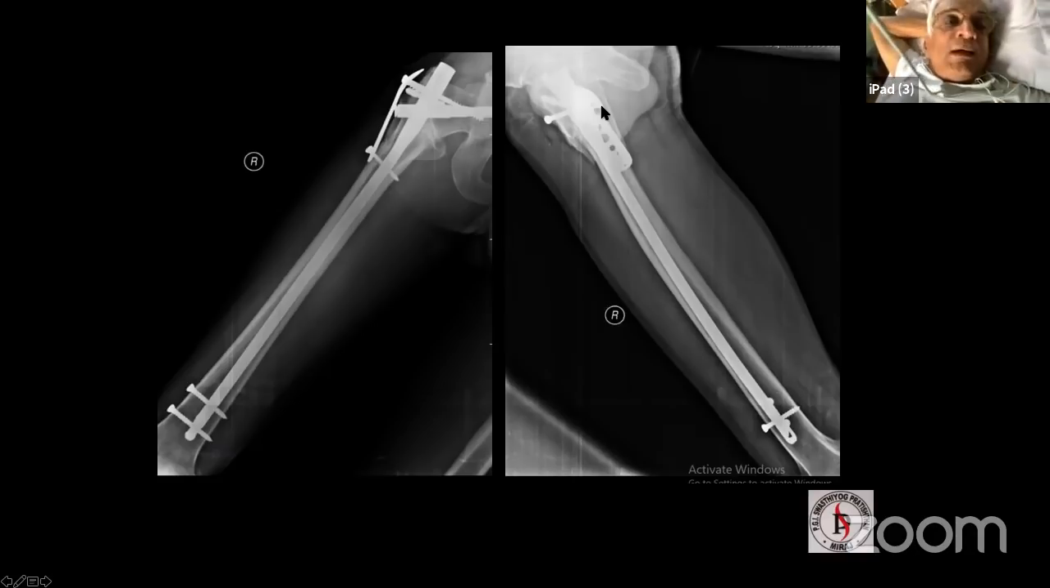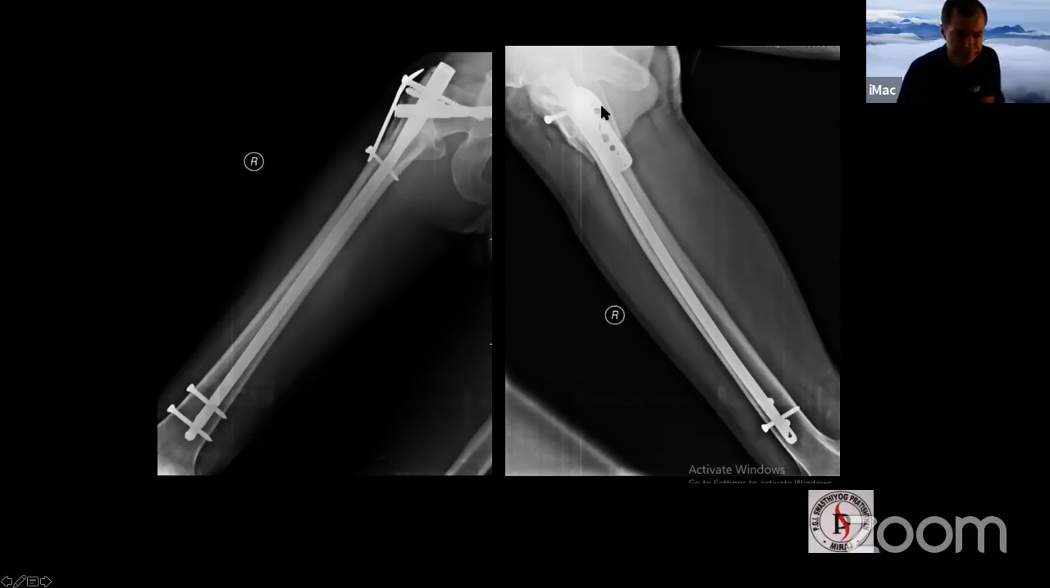And Sunil, why is it in varus? I would have expected you to do a valgus reduction. Still, this is in varus. Do you agree? Sunil, I agree. It looks like it's a little bit in varus.